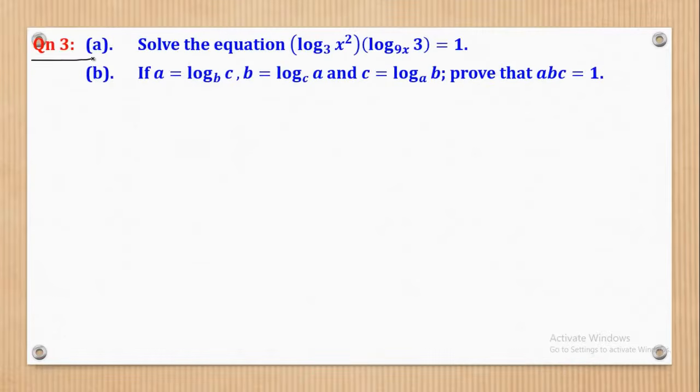Now we shall go to question 3, part A, which says solve the equation this equal to 1. And part B, if A is equal to that, B is equal to that, and C is equal to that, prove that ABC is equal to 1. So let's start with part A.